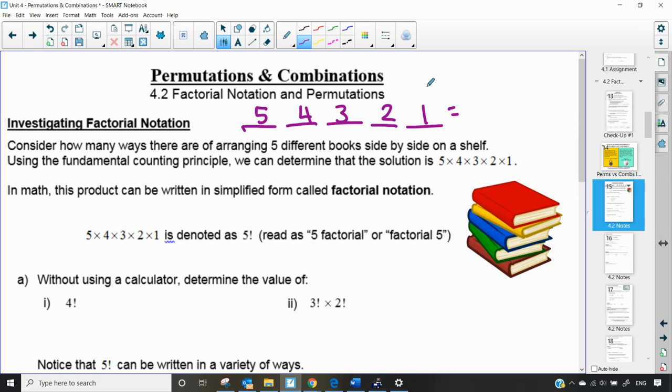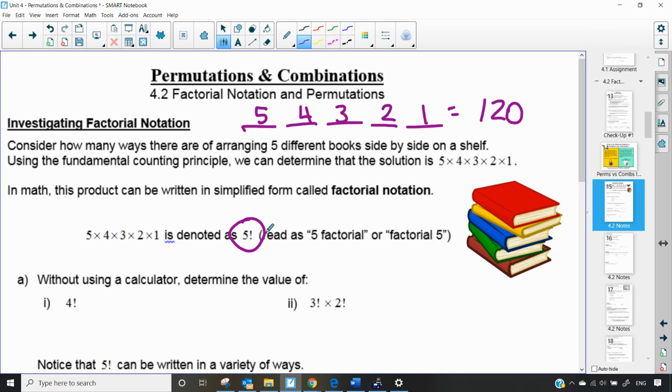So let's see, that's 20 times 6. So 20 times 6 would have been 120. So there would have been 120 different arrangements that we could have. Now, when we're multiplying from 5 times 4 times 3 times 2 all the way down to 1, this is called factorial notation. Or sorry, this is an example of factorial. So we can write 5, 4, 3, 2, 1 as factorial notation.